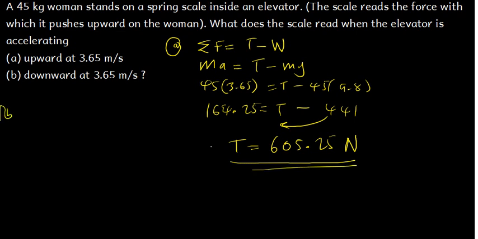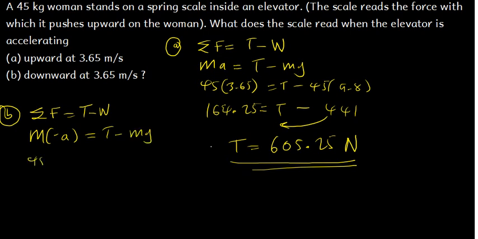Now what will be the reading when it is accelerating downwards? It's the same formula. The net force is given by tension minus weight. But the net force will be mass times acceleration. The acceleration is going to be negative because this thing is going in the down direction. That will be tension minus weight, which is mg. So the mass is still 45. The acceleration is the same, but it's going in the down direction, so it will be negative 3.65. And that will be equal to tension minus mass, which is 45, then gravity, which is 9.8. So this is still 45, but there will be a negative 164.25. That will be equal to tension minus 441.